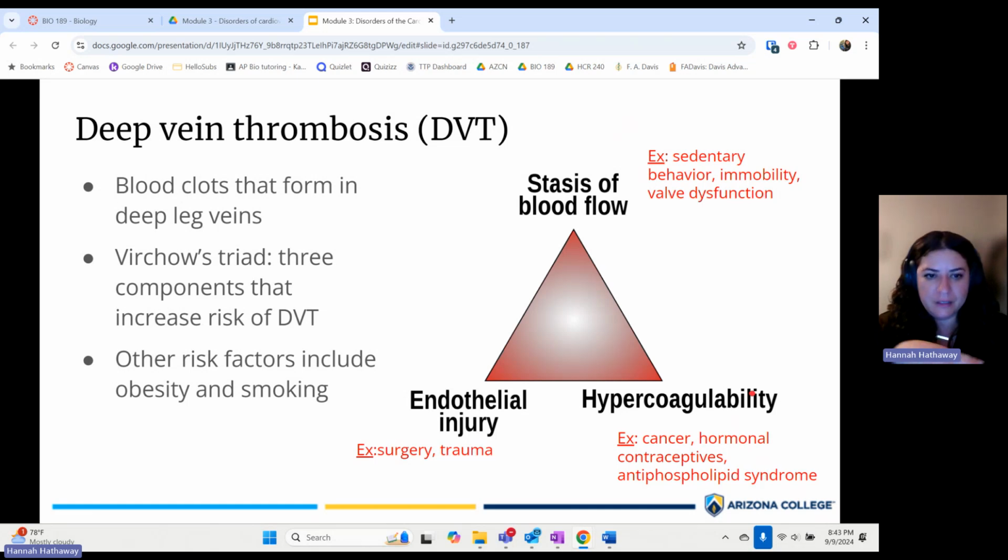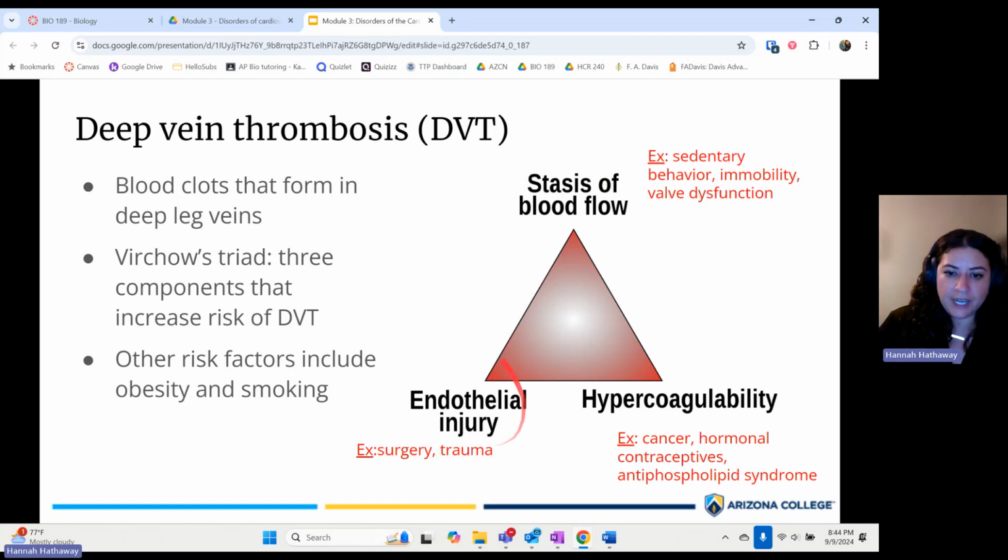There are essentially three categories of risk factors for deep vein thrombosis, and we can summarize this with a nice little triangle, which is called Virchow's triad. Those three components are stasis of blood flow, so the blood is just sitting there, pooling. As blood is pooling, it is more likely to form clots. Platelets don't like to be right next to other platelets for too long. If they are, they're going to start attacking each other and forming clots. Examples of things that cause stasis would be being sedentary, like being on that flight, immobility, being hospitalized, or valve dysfunction. Once again, if there's some issue with the valves in your leg veins themselves.